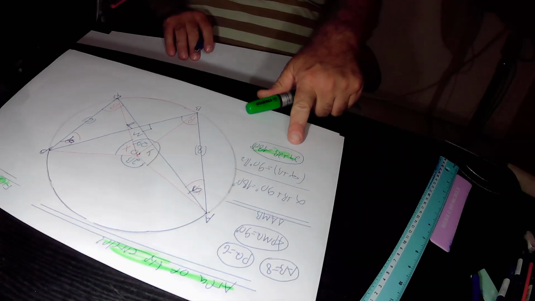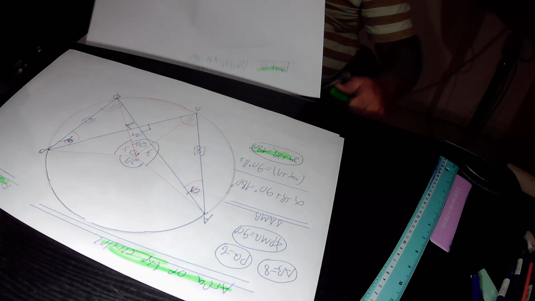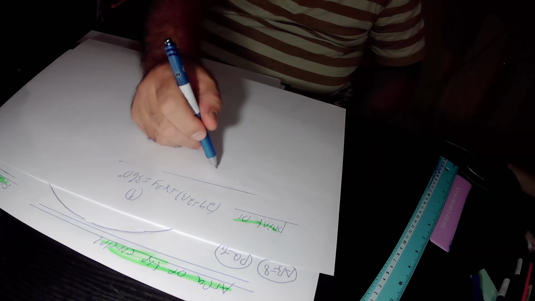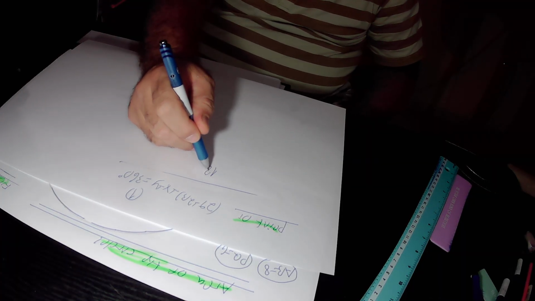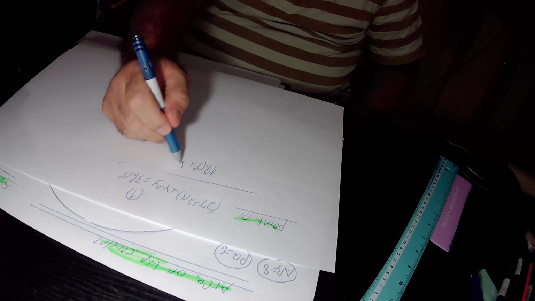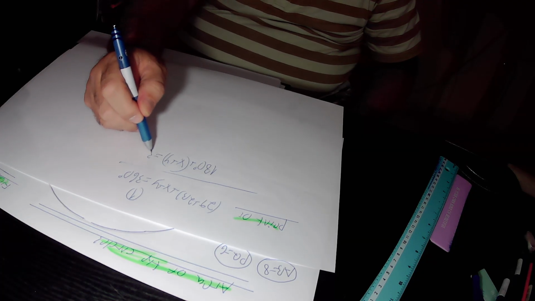But we already found out that 2 alpha plus 2 beta equals 180 degrees. Therefore, we can substitute 2 alpha plus 2 beta in this equation by 180 degrees. So we get 180 degrees plus x plus y. In total, it must be equal to 360 degrees.